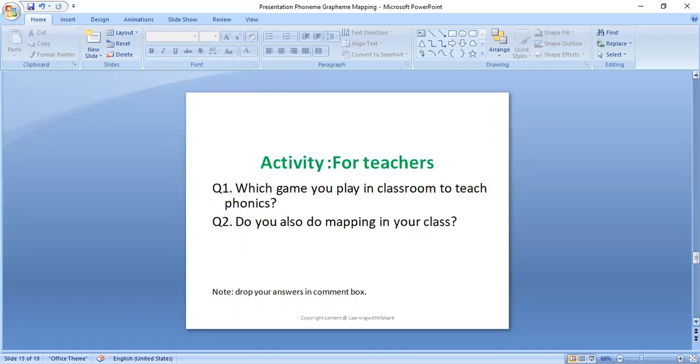Now, as usual, there is one activity for the teachers. The very first activity is: which game do you play in the classroom to teach phonics? I'm not asking about any methodology. I'm asking about any game you play in the classroom to teach phonics. Do you also do mapping in your class? If you are not doing it, kindly implement mapping in your classroom, right?